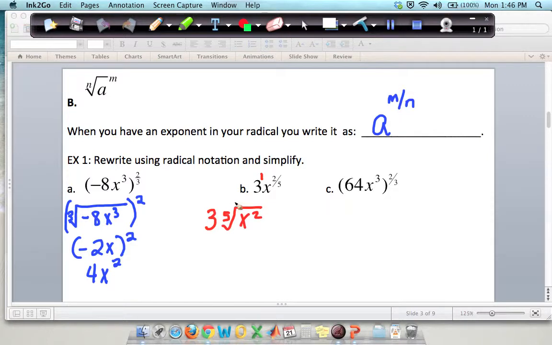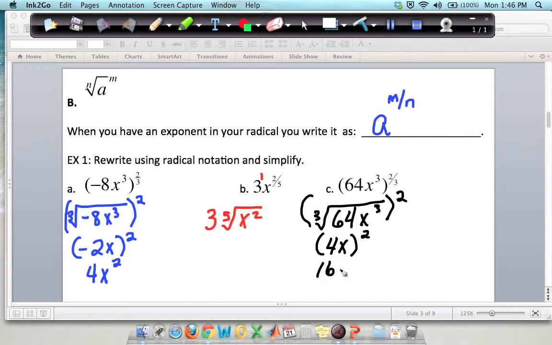And then for c, it's all in parentheses, 64x cubed raised to the 2/3 power. So my index is 3. 64x cubed, and this is all squared. And again, I'm going to deal with the squared last. You can deal with it first if you want, it doesn't matter. The cubed root of 64 is 4. The cubed root of x cubed is x. And then this is all squared. 4 squared is 16. x squared is x squared.